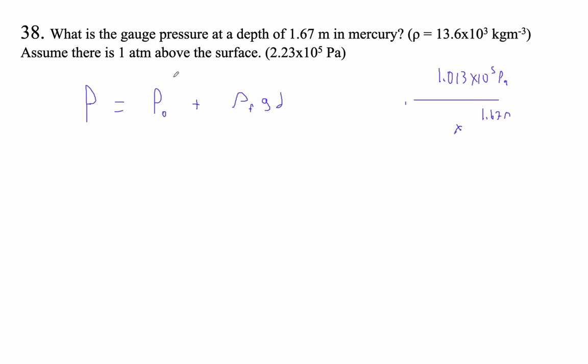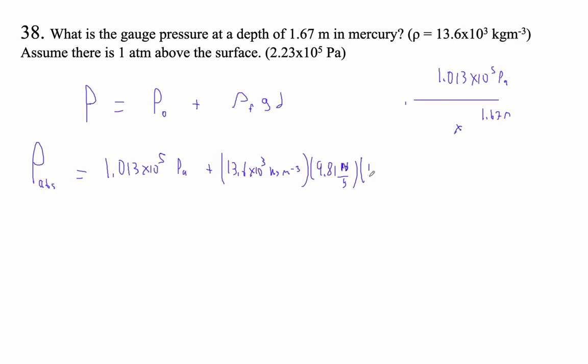I'm just going to use the formula and then we'll turn it into gauge pressure. But you'll see there's a shortcut here. Really, we don't need to use this. This will be the gauge pressure, but let's go ahead and do this. The absolute pressure is going to be the 1.013 times 10 to the fifth pascals above the fluid, plus the density of the mercury, 13.6 times 10 to the third kilograms per cubic meter, times 9.81 newtons per kilogram, times our depth, only 1.67.